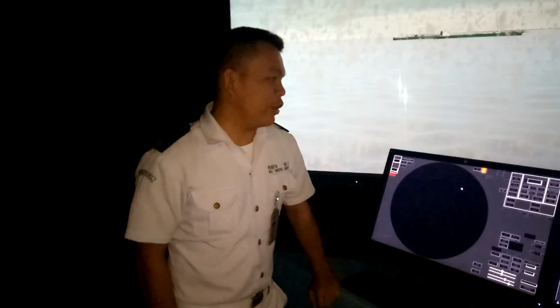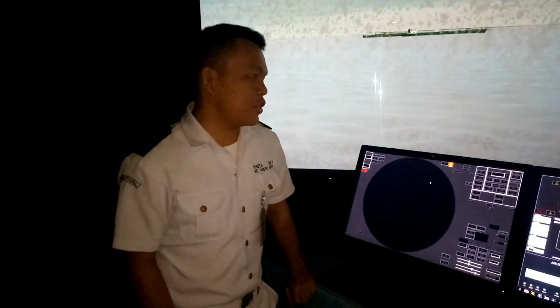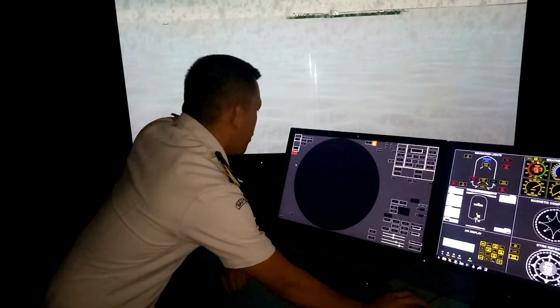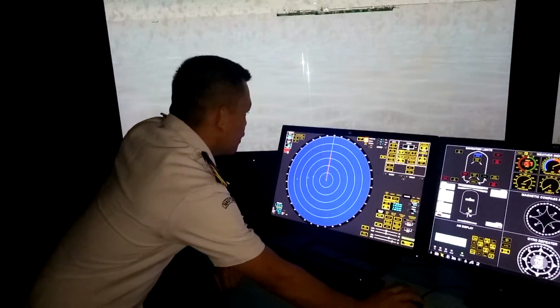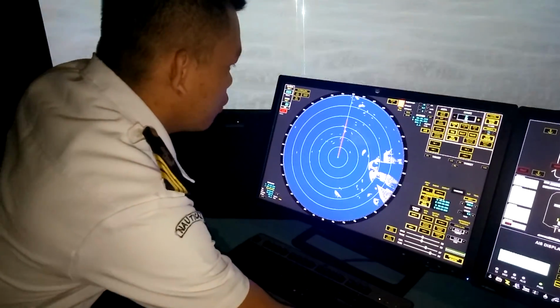So we are going to learn how to identify targets. First, we're going to use the radar. So let's power on the radar. Then there are a lot of dots.